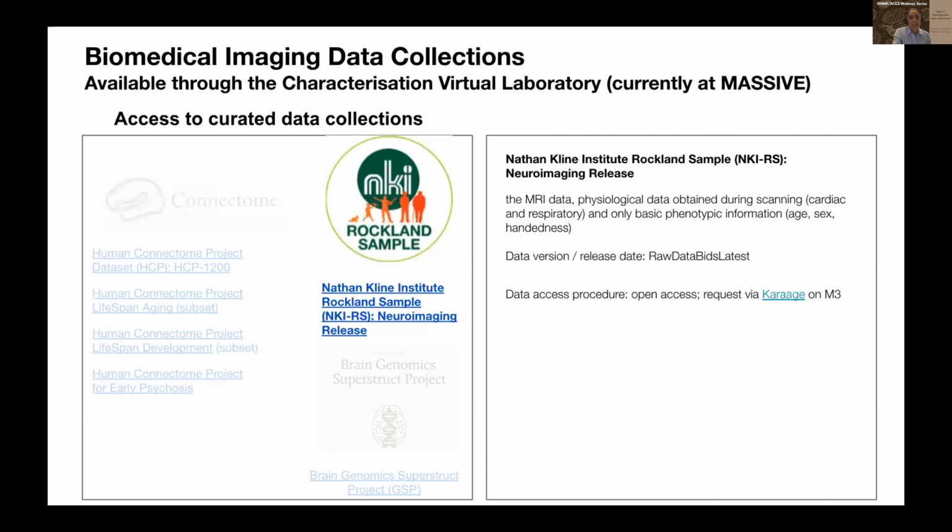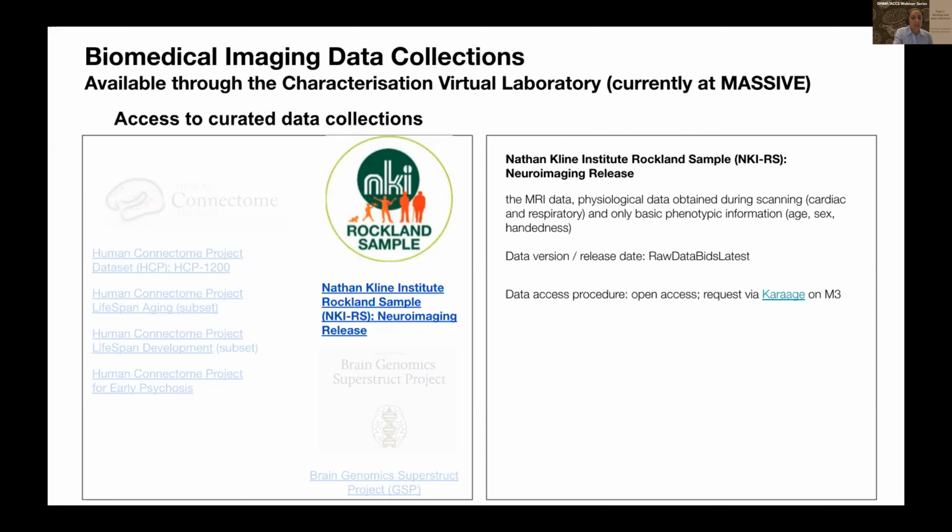The next data collection is the Nathan Kline Institute Rockland Sample, the neuroimaging release. It has MRI data, physiological data obtained during scanning, and only basic phenotypic data of the subjects.